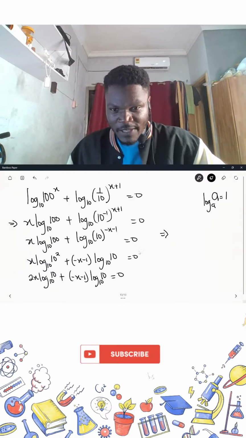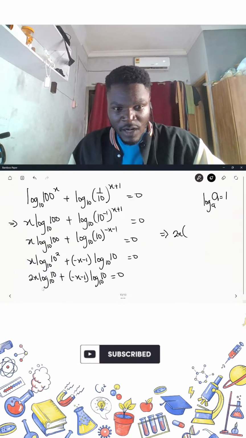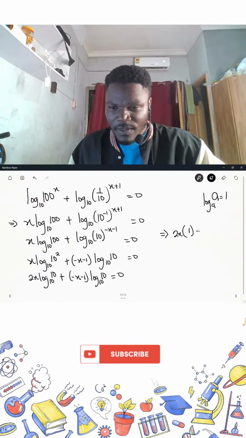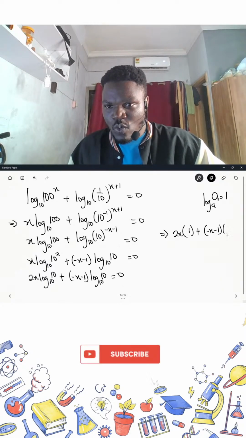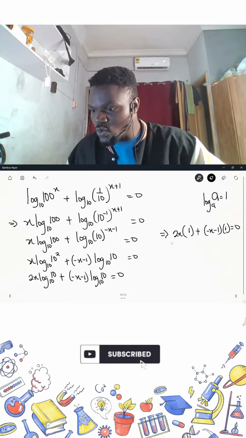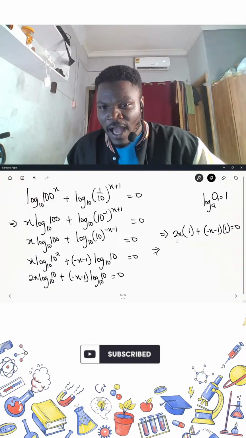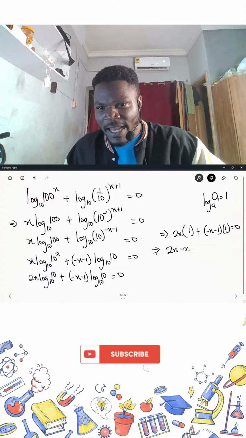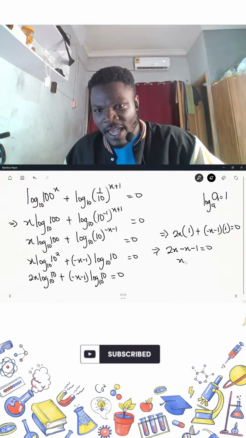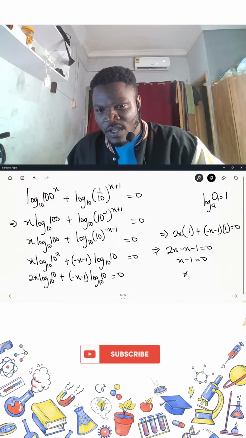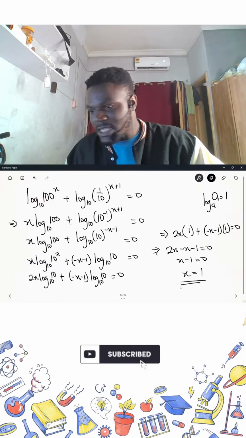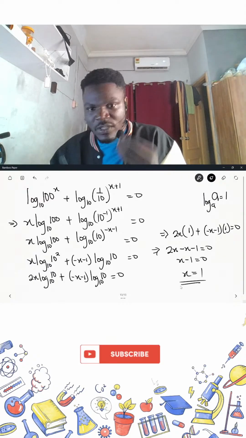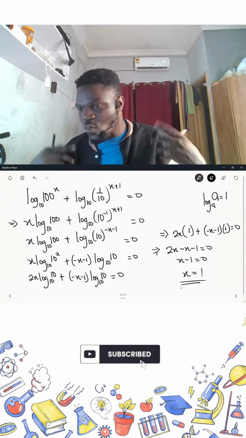What it means is that from here, I will have 2x. The log base 10 becomes 1. Then plus minus x minus 1. The log base 10 here is also 1. So multiply by 1, and this is equal to 0. So from here, I will have 2x minus x minus 1, and this is equal to 0. Are we okay? So 2x minus x will give me x minus 1 is equal to 0. So therefore, x is equal to 1 as my answer. So therefore, the answer for this particular problem is x is equal to 1.